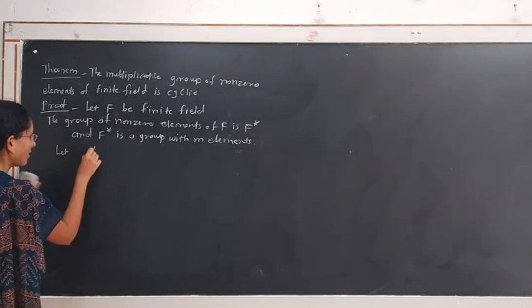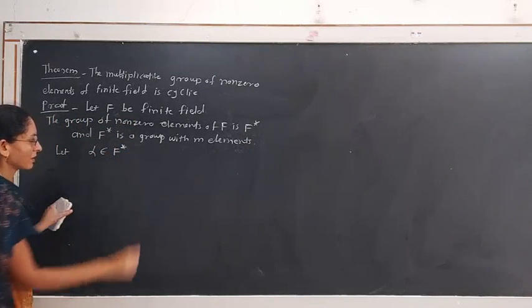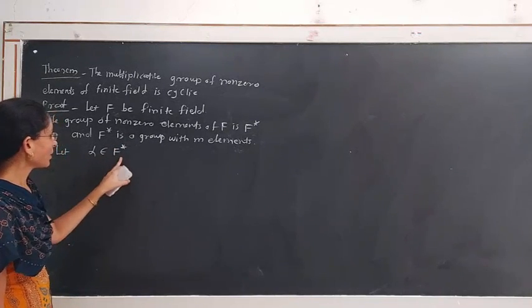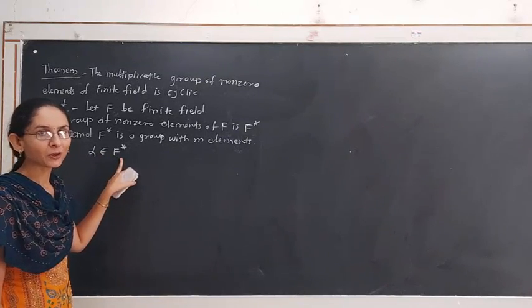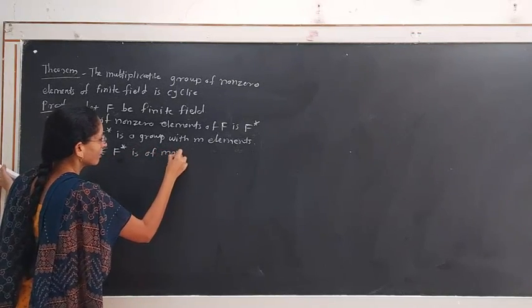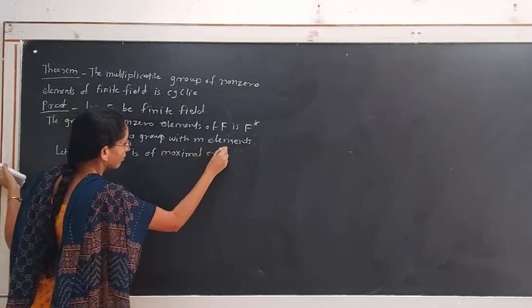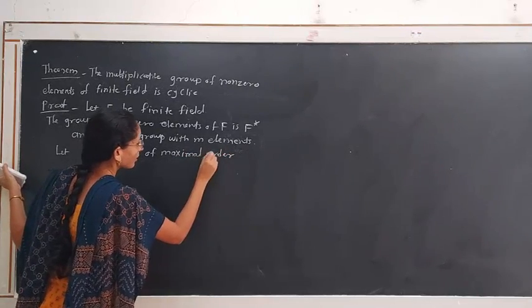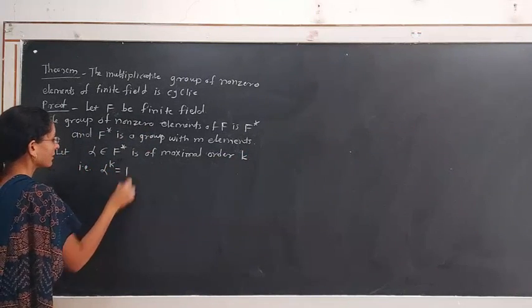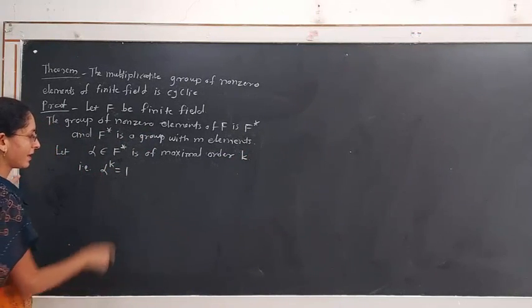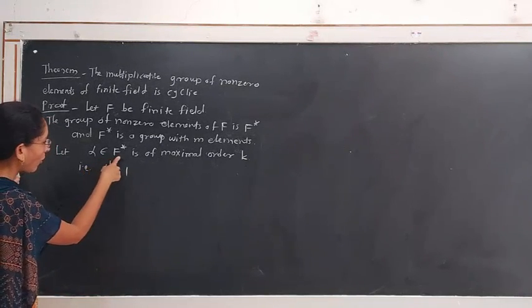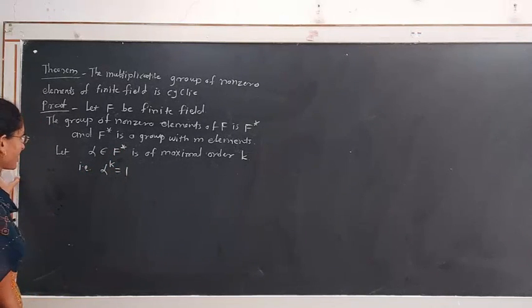Let alpha belong to F star. Alpha is an element of the group F star that is of maximal order. Suppose that the order is k, that is, alpha raised to k is equal to 1, because the order of element alpha is k, and k is the maximum order among the orders of all the elements of this group F star.